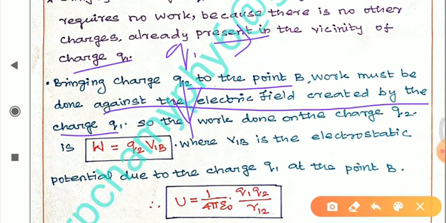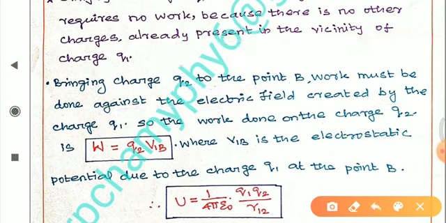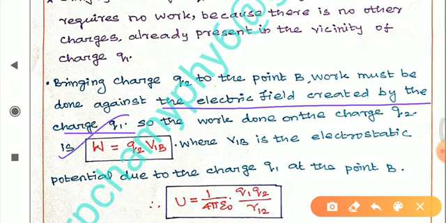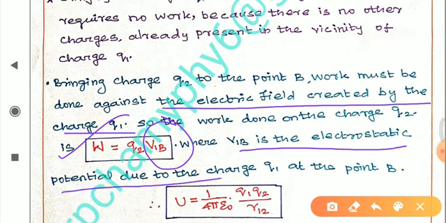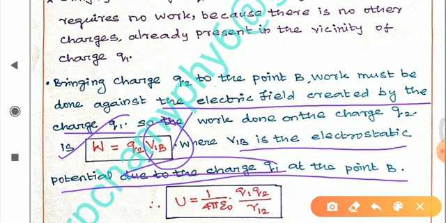So to bring the charge Q2, some amount of work has to be done against the electric field created by the charge Q1. What is the amount of work done? It will be given by Q2 into V. Here there are point charges, so we represent V1B. What is meant by V1B? It is the electrostatic potential produced at the point B due to the charge Q1. So 1 represents the charge, and B represents at which point.